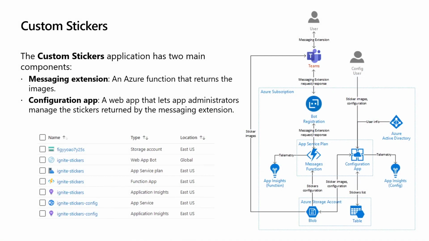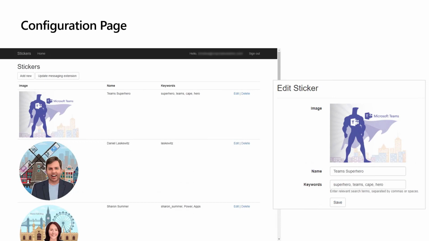So the architecture behind this is it has a messaging extension, which is an Azure function to return the images within the Teams chat. And then there's a configuration app that is used so your app administrators can manage the stickers, otherwise known as the images, to be returned by the messaging extension. And here's an example of the configuration page that is used to manage the images for your messaging extension.